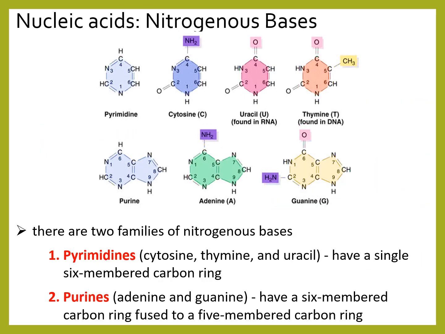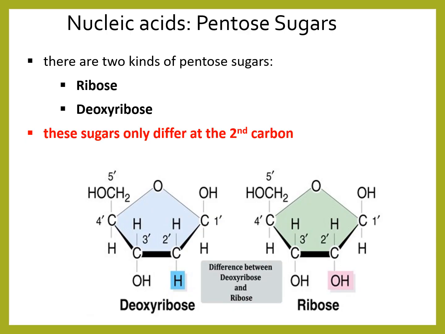Just to review again, there are 2 families of nitrogenous bases. Cytosine, thymine, and uracil are known as the pyrimidines. Adenine and guanine are known as the purines. There are 2 kinds of pentose sugars that we find in nucleic acids, and these are called ribose or deoxyribose.